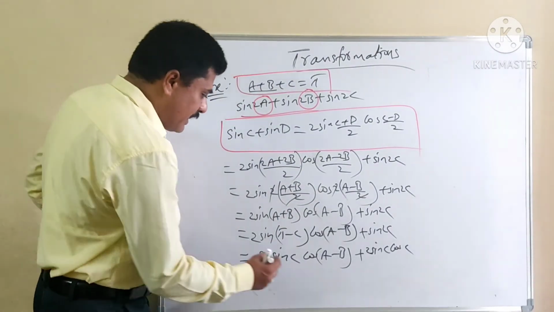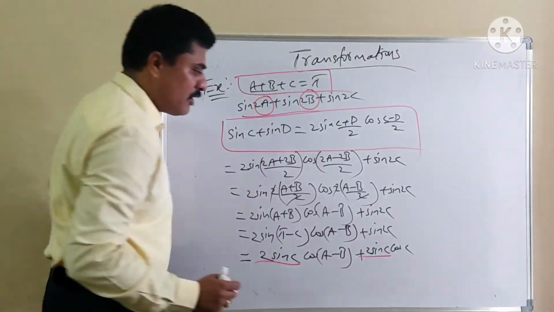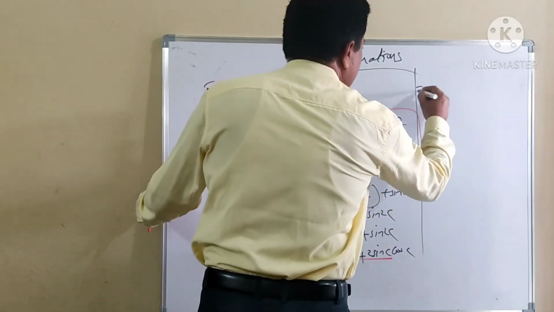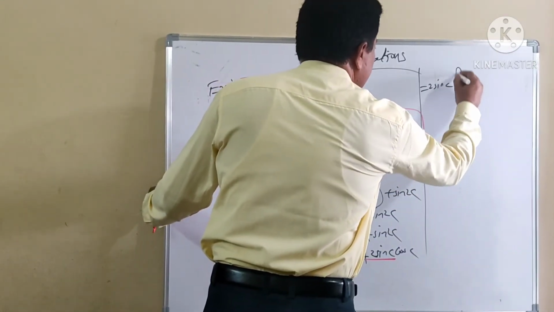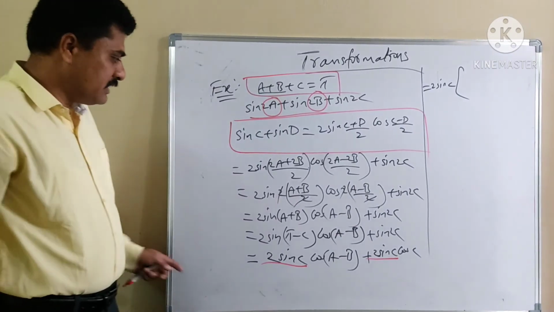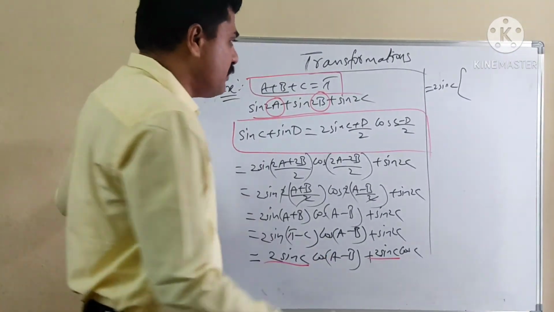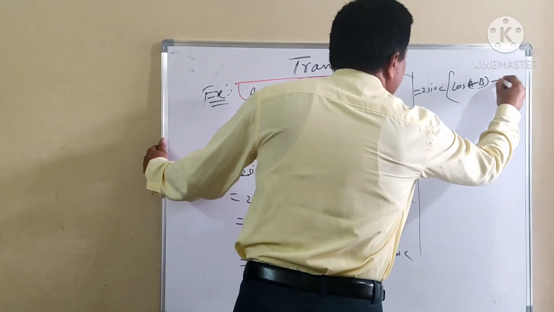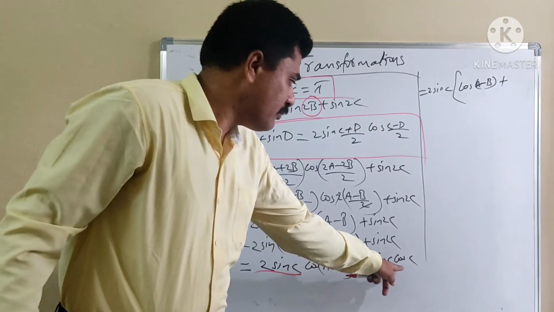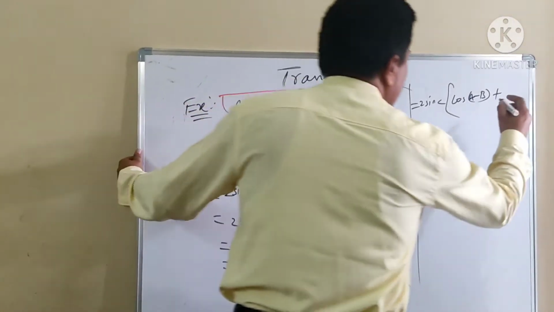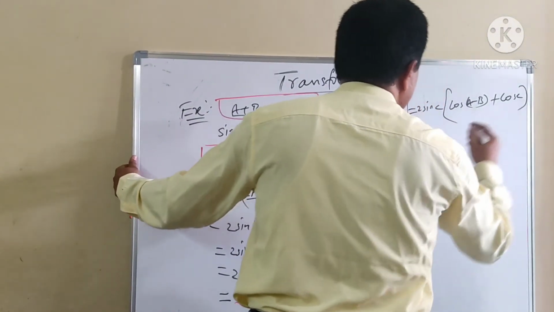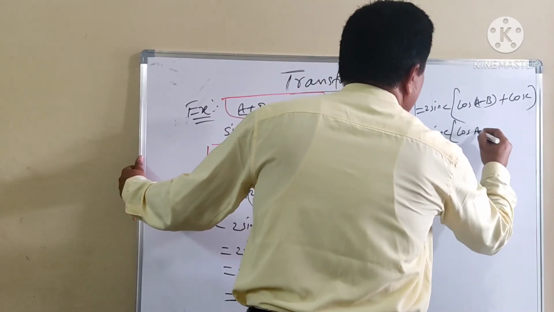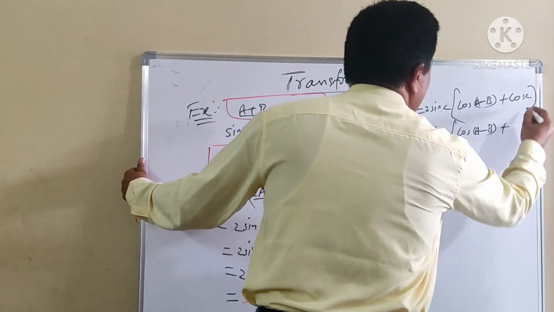Now from this I can take 2 sin C common. When I take 2 sin C common, what is remaining? Cos of A minus B, plus what is remaining here? One more term, that is cos C. So this can be written as 2 sin C into cos of A minus B plus cos C.